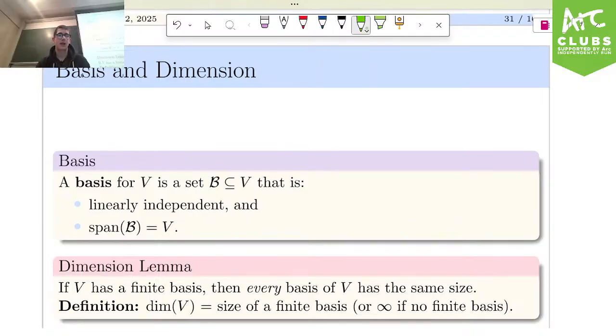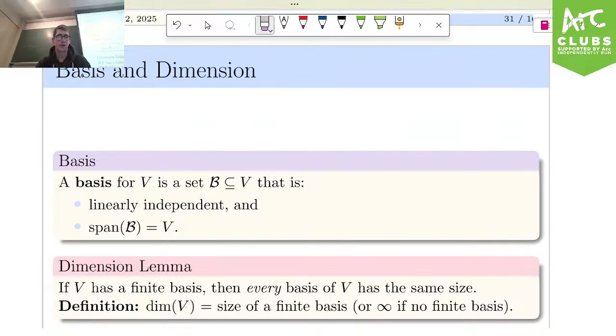So here we're looking at a basis. A basis is a set of vectors such that it is both spanning, which is what the second one here is saying, and also linearly independent.